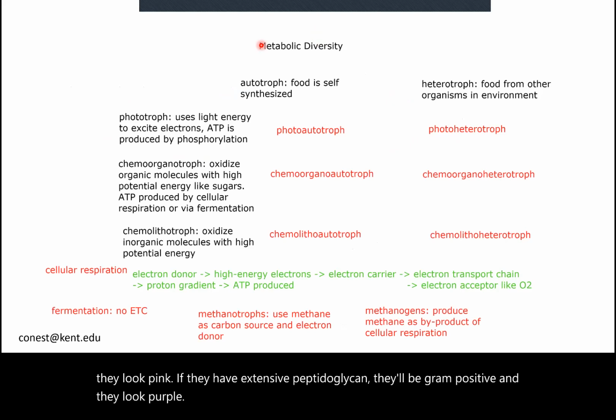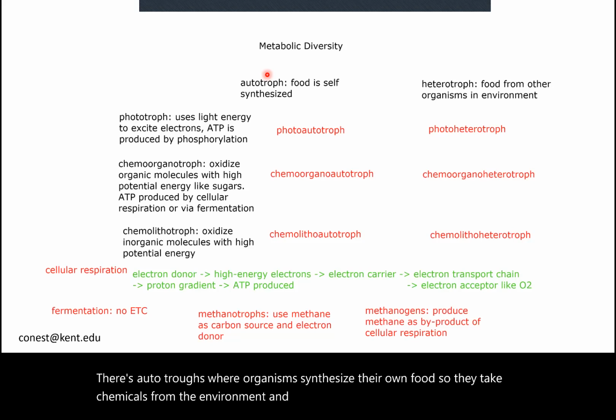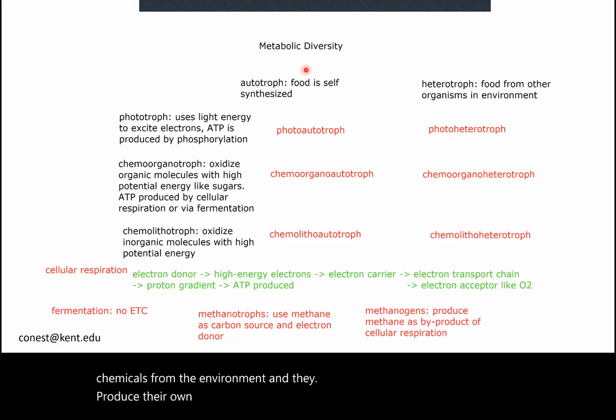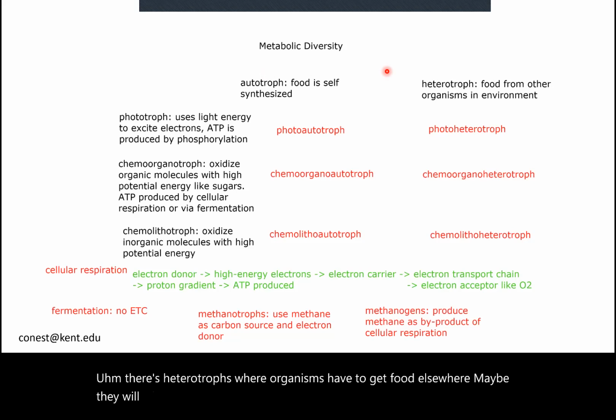Next, bacteria and archaea are very diverse in how they get energy, their food. There are autotrophs, where organisms synthesize their own food. They take chemicals from the environment and produce their own energy. There are heterotrophs, where organisms have to get food elsewhere. Maybe they will consume autotrophs. And then there are also mixotrophic organisms that are in between. They can use both.